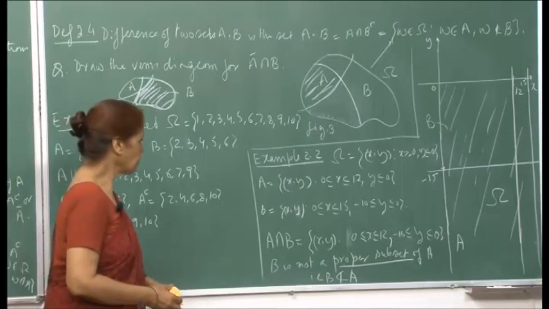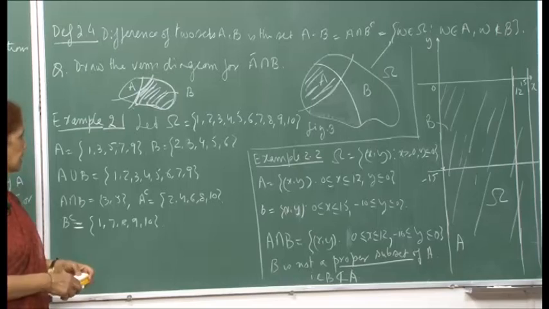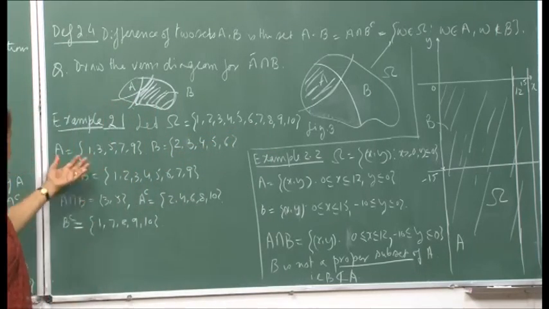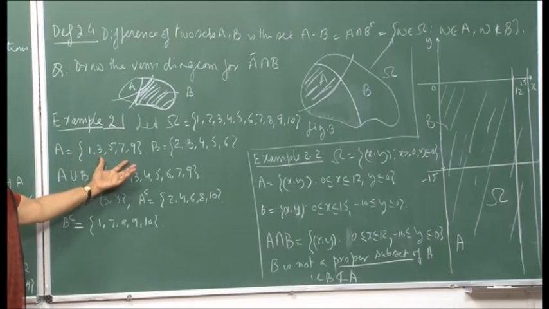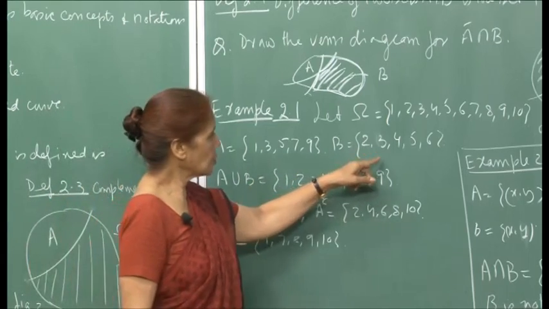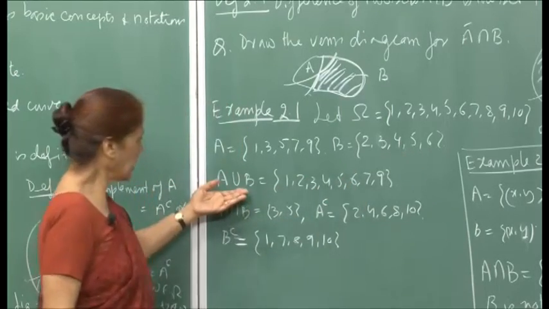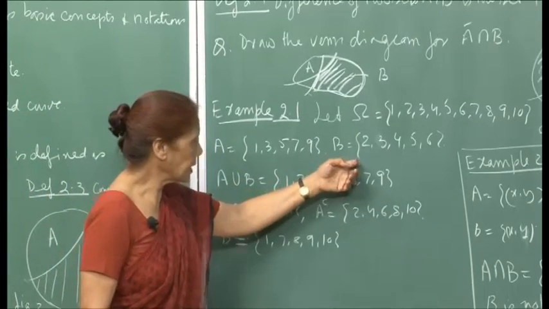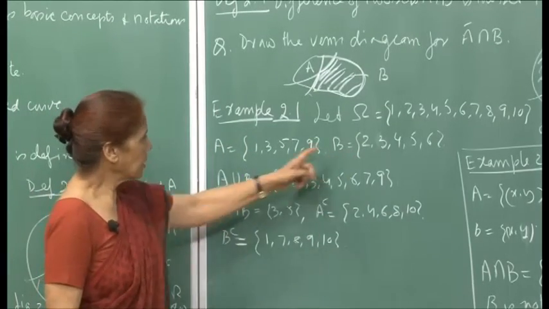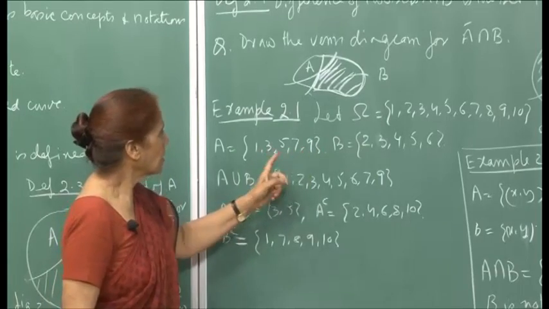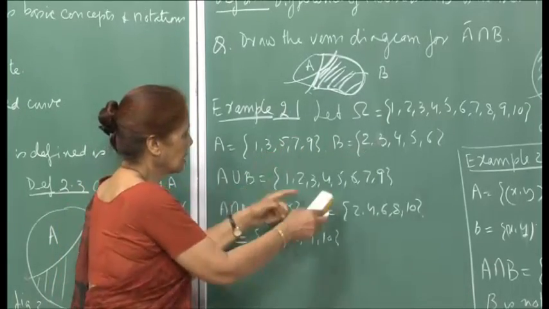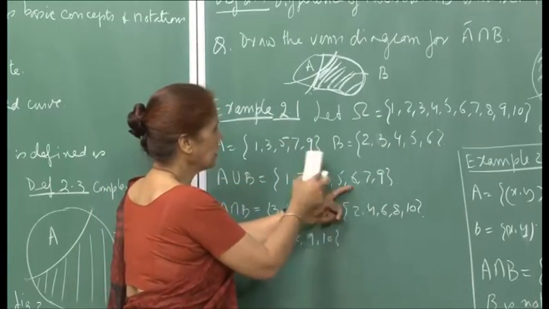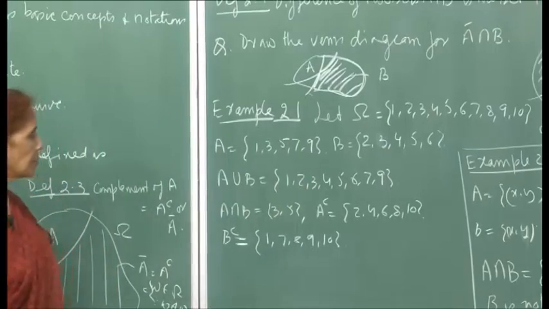Again, I will take some more examples. Omega, let us say the universal set, contains the numbers 1 to 10. If I define A as the set of all odd numbers and B contains 2, 3, 4, 5, 6, then A union B would contain elements which are in A as well as in B. So, the union would be 1, 2, 3 is here, 4 is in B so it gets added, 5 is here, then 6 is in B so that gets added, and then 7 and 9. So, this is your A union B.